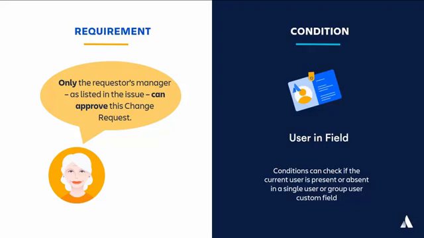Unless the user is listed in a particular custom field, either a single user picker or a group picker field, then they will not be able to see and therefore execute the approved transition. And you can also decide whether to allow only the user in the field or anyone except the user in the field.